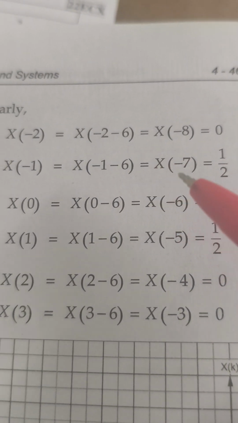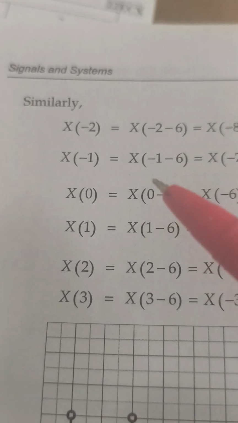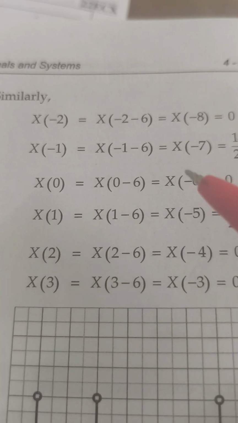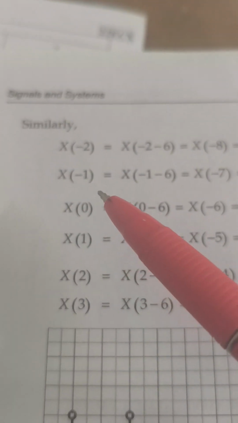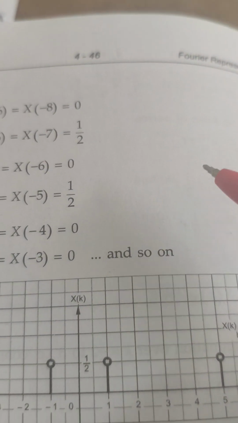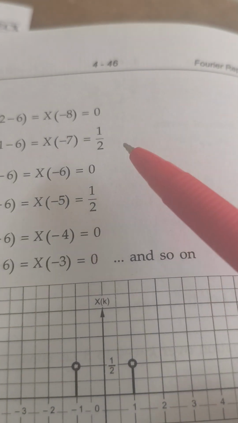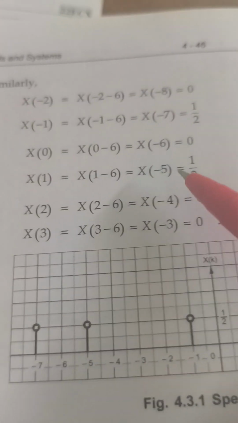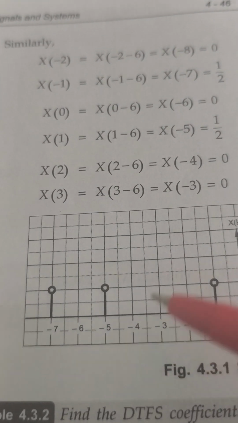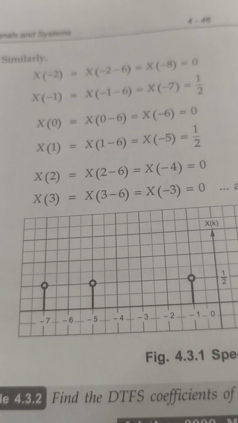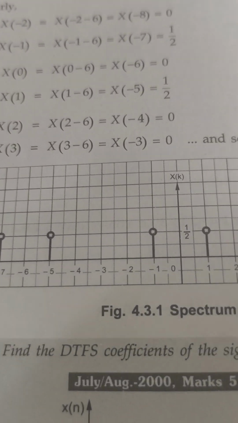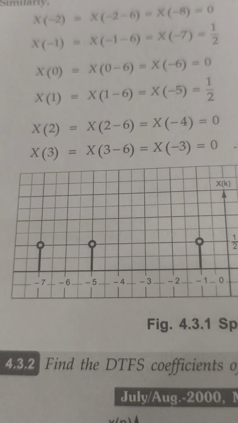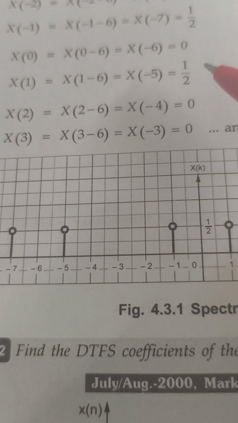Therefore it will be equal to x of minus 7. This means that x of minus 7 is equal to x of minus 1. Already we have calculated the value of x of minus 1, that is 1 by 2. Since it is a periodic signal with periodic sequences, like this we will get various values, and x of minus 5 is 1 by 2, why?